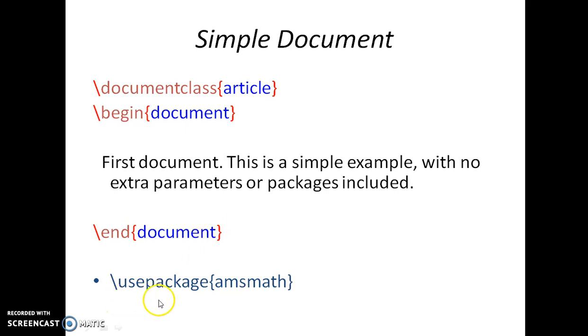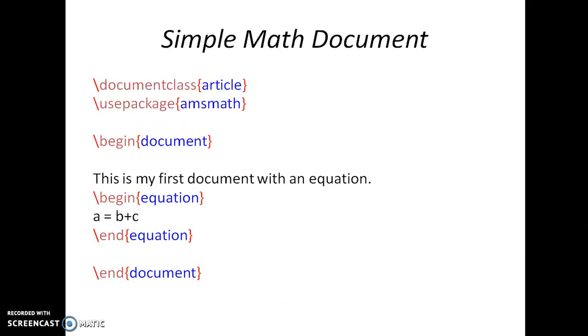Now when we use the package amsmath, we'll be able to put mathematical equations, just like this example of a simple math document. So the syntax is: document class is article, use package amsmath, begin the document. This is my first document with an equation. So we say begin equation. Just like we begin a document with begin document, we begin an equation with begin equation. The equation is written within curly braces: A equal to B plus C. This is my equation. And then we say end equation, and then end document.